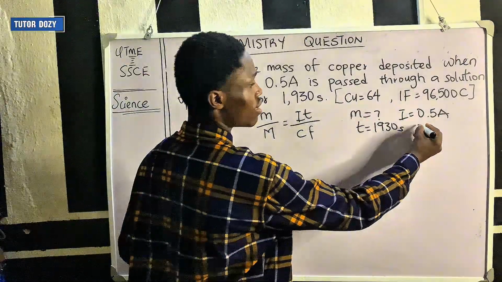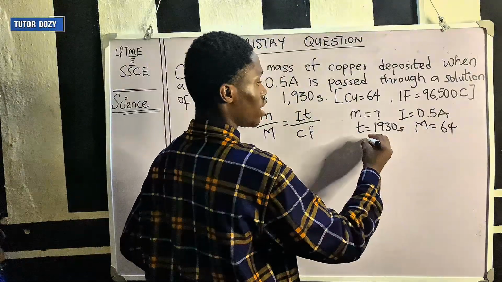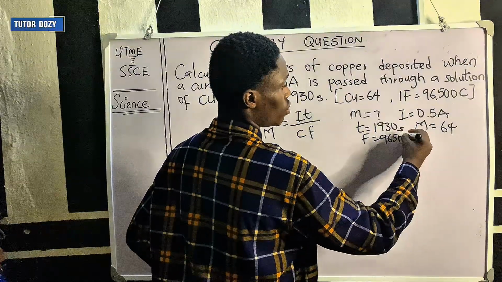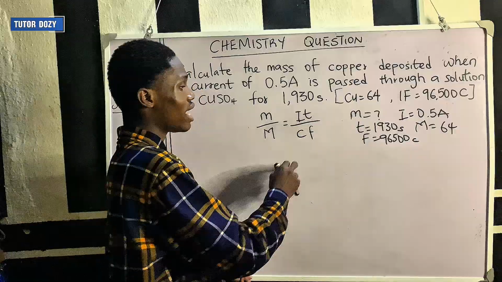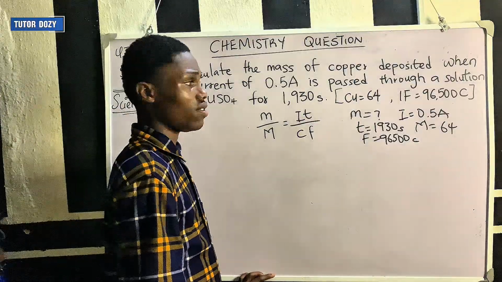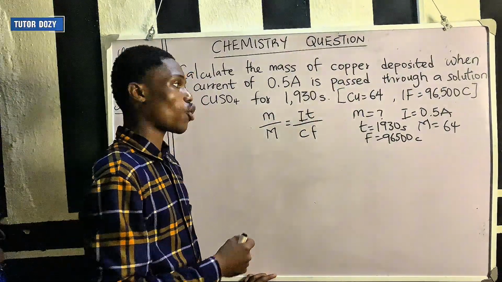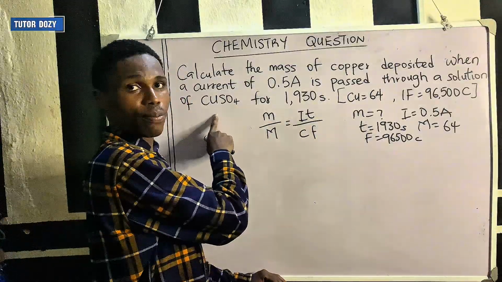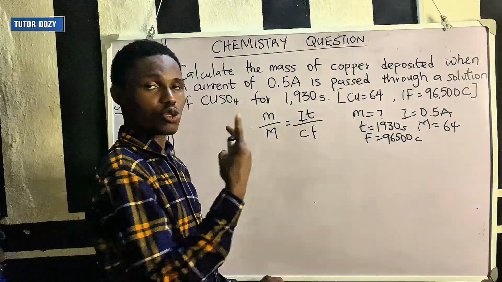Now let's continue. What again are we given? We have our molar mass to be 64. Then we have the Faraday's constant to be 96,500 coulomb. Now what about the charge? This is very, very important. How do you get the charge of the element given? You look at the element, you have copper. What is the charge of copper in this particular compound? The charge of copper in this particular compound is plus 2. That's what you're going to be using, 2.